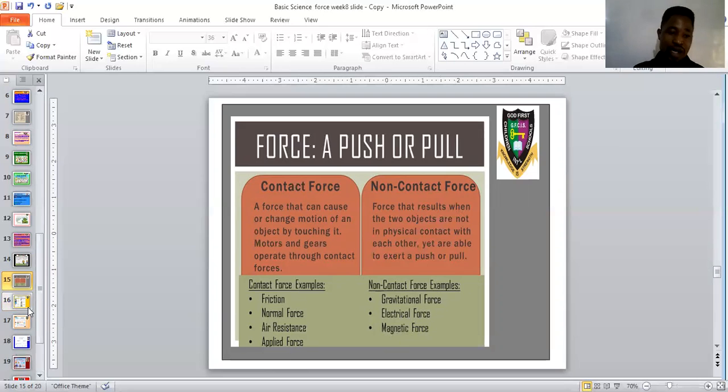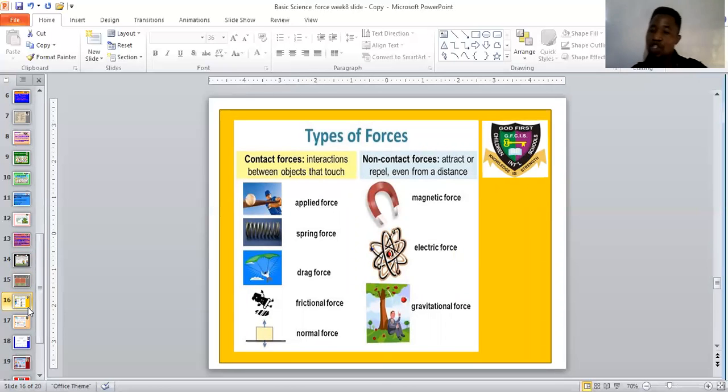So the next picture explanation here is just showing examples of contact and non-contact force, which was explained in the earlier slide. Interaction between objects that touch, that is contact forces. Applied force, you can see. Now, the same thing, baseball. In baseball, you use a bat, and that ball is metallic sort of. Someone will be at one end, the person will throw the ball, and you at the other end try to apply equal and opposite force by hitting your bat on that ball to kick it in a particular direction. So that is applied force.